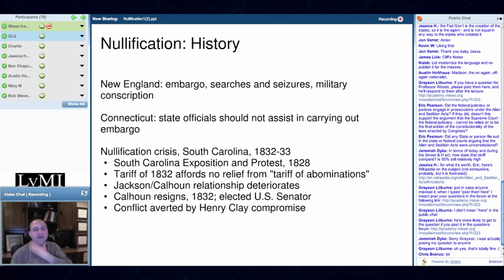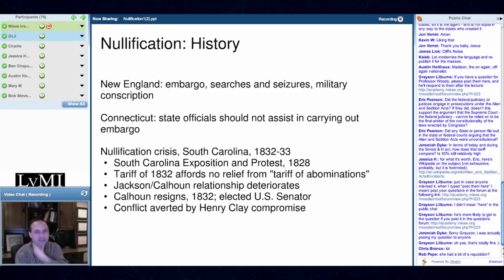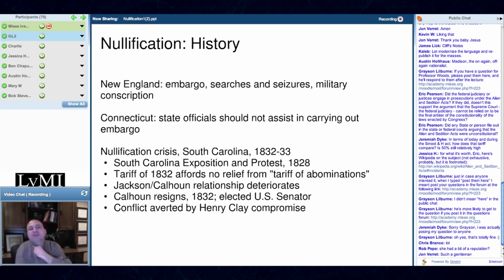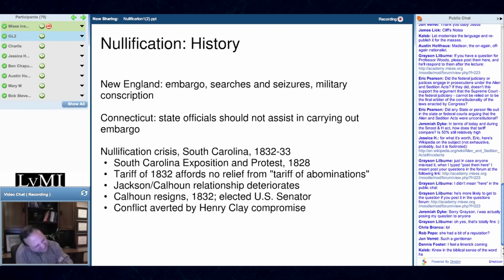So when she gets married to John Henry Eaton, and now Eaton is in the cabinet, and there are a lot of social functions. Yes, Rob, that's exactly right. She had a bit of a reputation. So there are social functions that take place in the White House with the cabinet members and their wives.